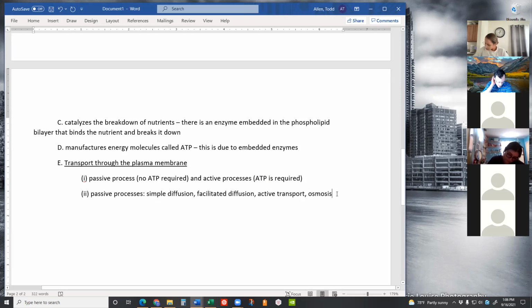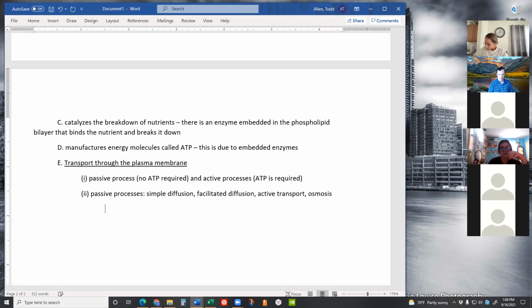But let me just pause and ask you, do you need me to explain any of these processes to you? Simple diffusion, facilitated diffusion, active transport, osmosis. Do you need a little refresher on any of these terms? Can you do facilitated diffusion? Okay, all right. Thank you, Samantha, for being brave and asking, because that's what I want from you. Otherwise, I will move on.